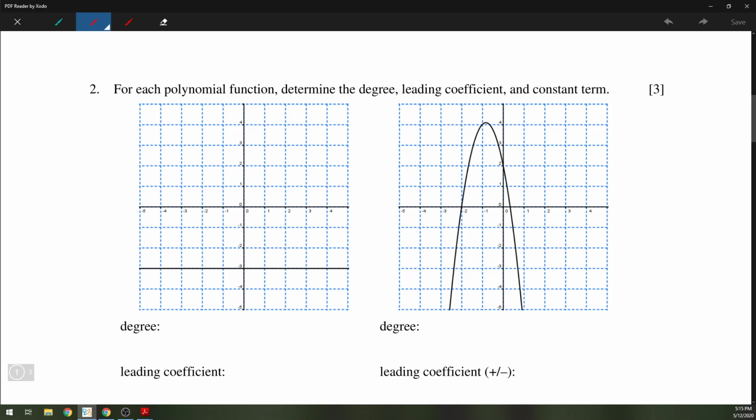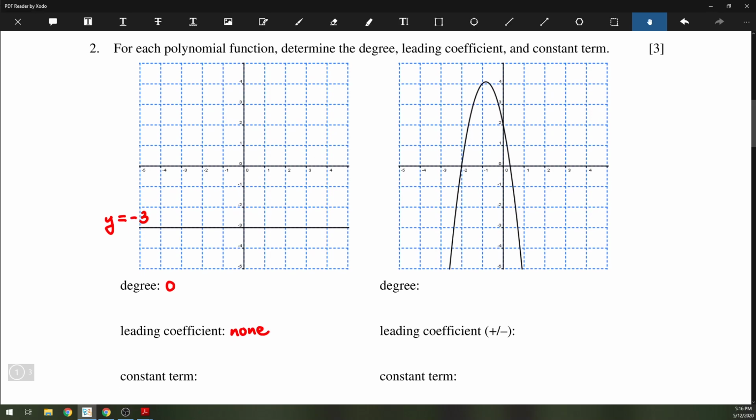So on the left, we have a horizontal line. That's going to be a constant. So this actually has equation y equals -3. So clearly this is degree 0. There's no leading coefficient because the variable x doesn't show up anywhere. And the constant term is the y-intercept. So the y-intercept is -3. So that is what we have.